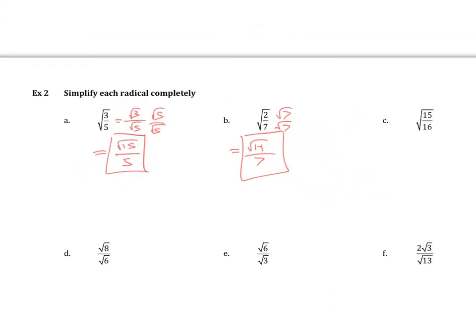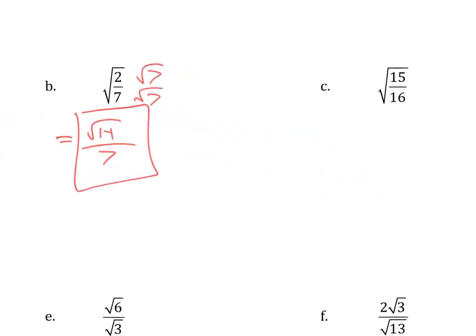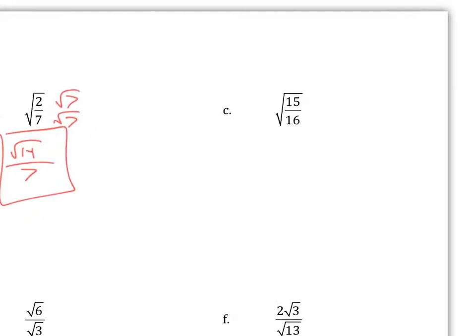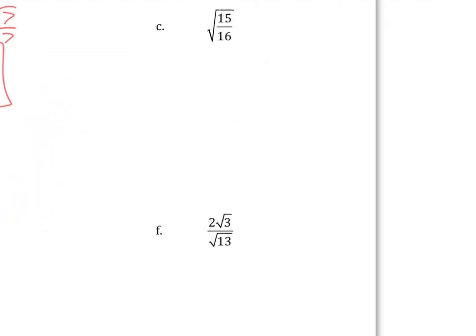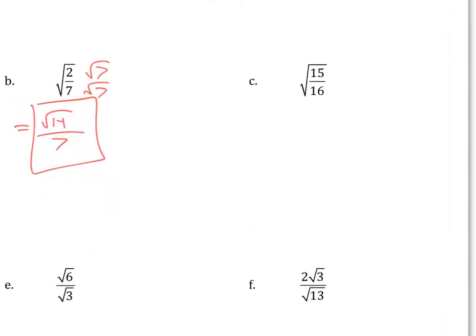Let's see. Problem C. Uh-oh, perfect square. Is it jumping out at you? 16. So the bottom is just going to be 4. The bottom is just going to be 4. So it's going to be root 15 on top over 4. And now I'm good because there's no square root on the bottom anymore. So that's my answer.